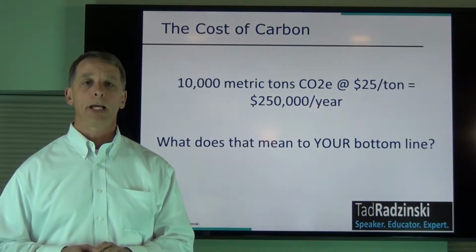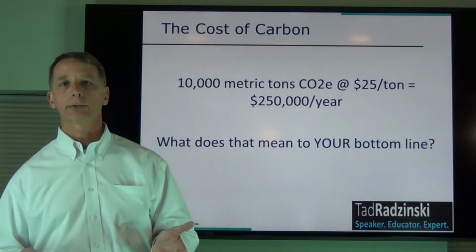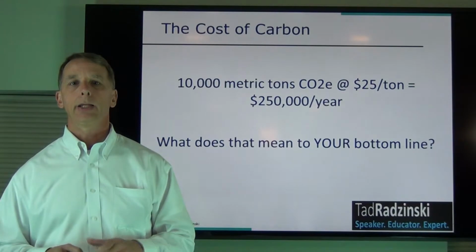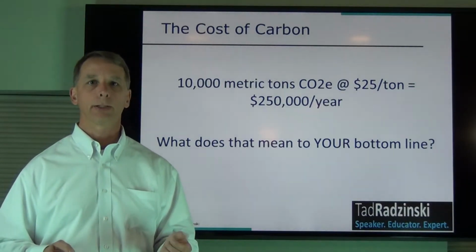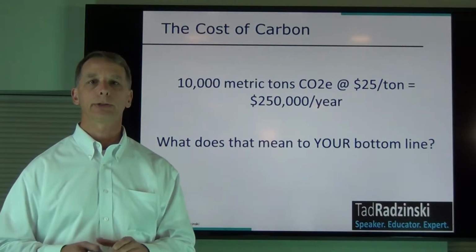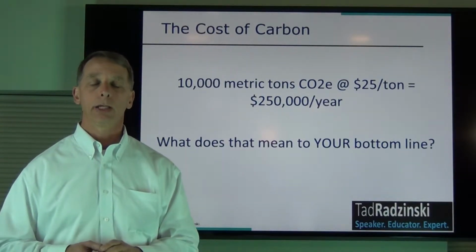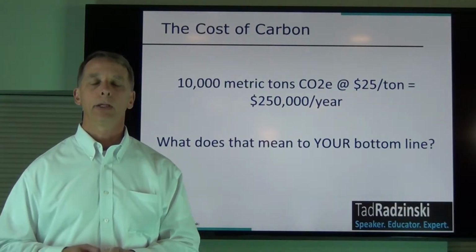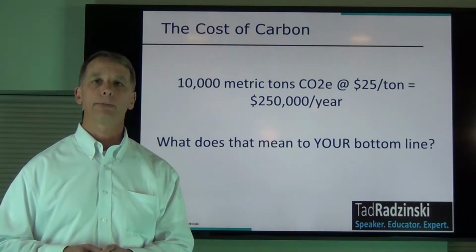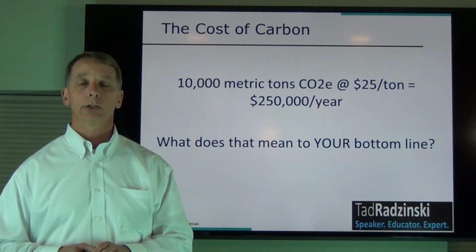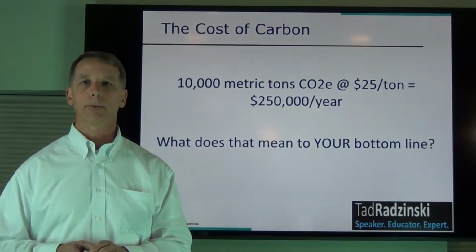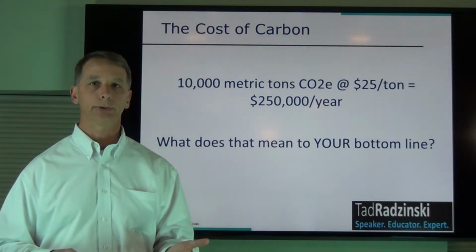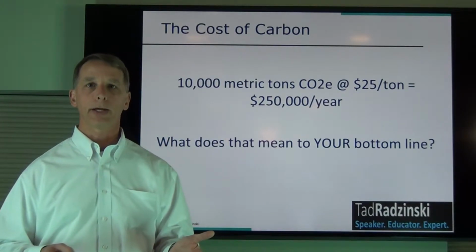So imagine if you're an organization that is manufacturing something, or you're a large service organization with many buildings and many employees, and you measure your carbon footprint, and it comes out to be 10,000 metric tons of CO2 equivalent a year. And if the tax was $25 a ton, which is the same thing that Australians are paying, you would be responsible for over $250,000 a year in taxes. So the big question is, what would that mean to your bottom line? What can you do to minimize that risk to your organization? And how would you absorb something like that?